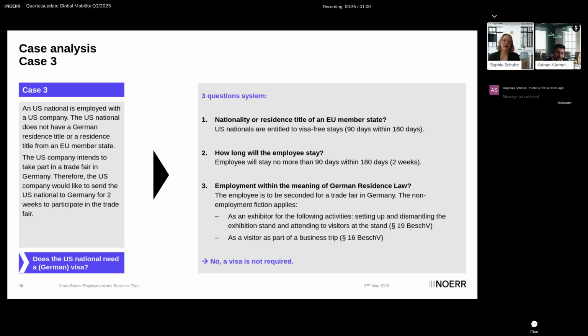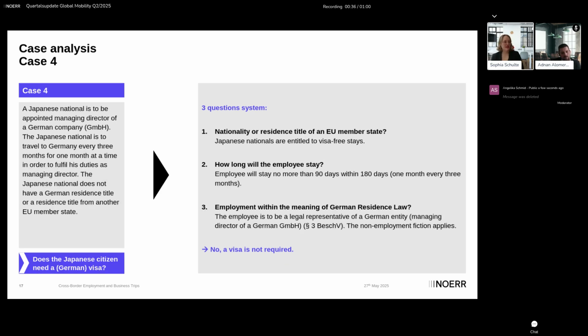Also in this regard, it's always necessary to be very careful with every activity these employees are supposed to do in Germany, and check whether they fall under the non-employment fiction or not, because maybe it can be decided on the spot that an employee should stay a little longer and maybe work in Germany or do any other activities. If this is the case, it's always necessary to review again and check again whether all the other activities also fall under the non-employment fiction or not.